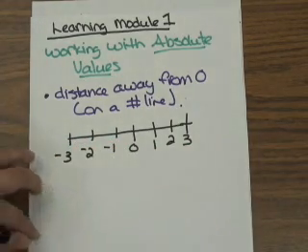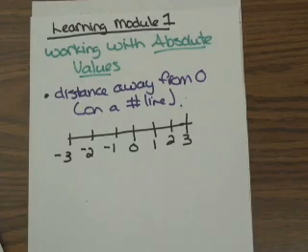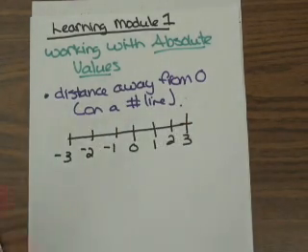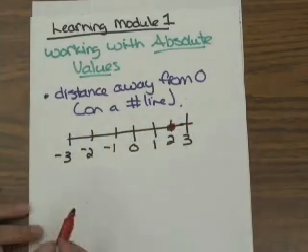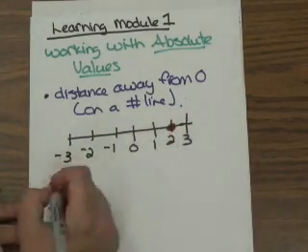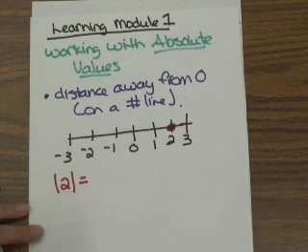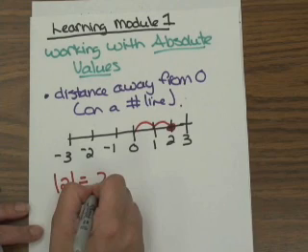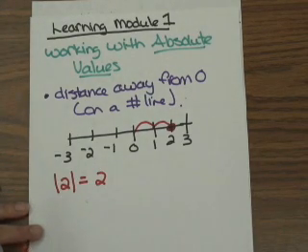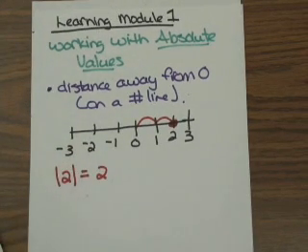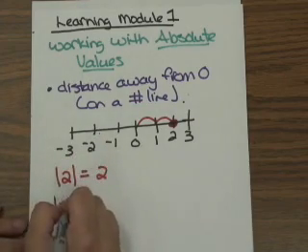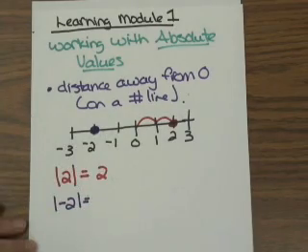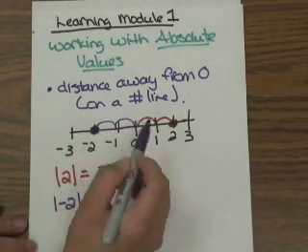Now when the problem says find the absolute value of the number 2, what it's really asking you is how far away is this number from 0? So the absolute value of 2, how far away is it from 0? It's 1, 2. Now let's look at the absolute value of negative 2. This is also asking how far away is this number from 0? It is 1, 2 places away from 0.